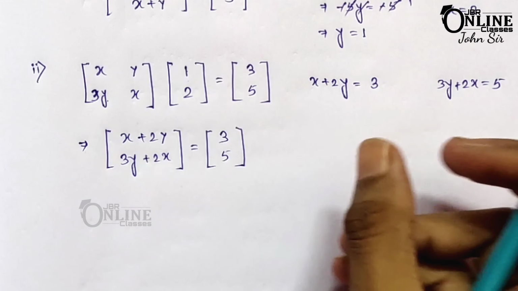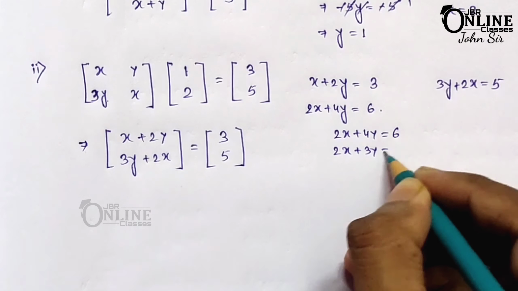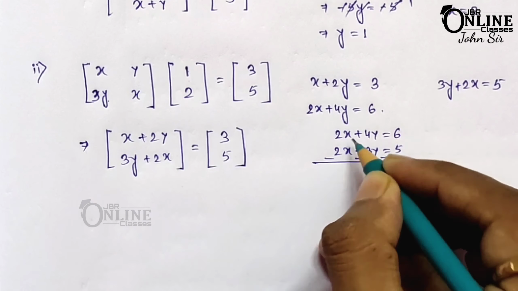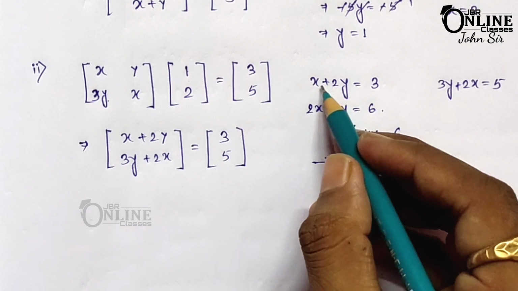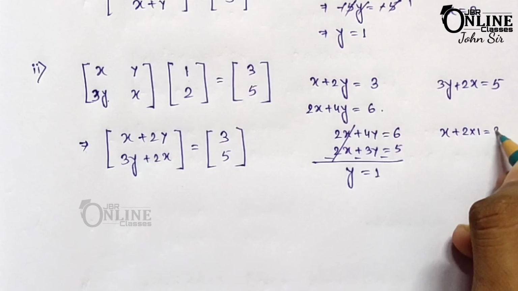So it becomes 2x plus 4y and that equals 6. So here also 2x, here also 2x. So subtract this equation from this one. So 2x plus 4y equals 6. Here 2x plus 3y equals 5. Subtract. So 2x cancels out. It will be y and here 1. So y equals 1. Now if y equals 1, then from the first equation x plus 2 into 1 equals 3. Then x equals 1. So here x equals 1 and y equals 1.